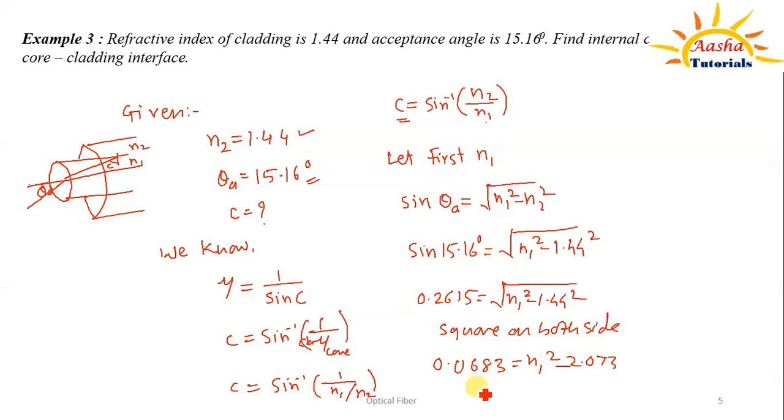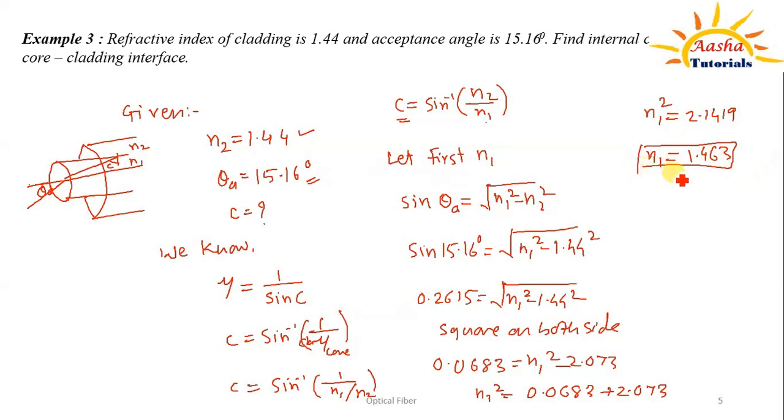So by this I can get the value of n1 square as equal to 0.0683 plus 2.073. Therefore n1 square will be equal to 2.1419. And now take the root on both sides, so the value of n1 is equal to 1.463 approximately. So this is the value of n1 that we found here.